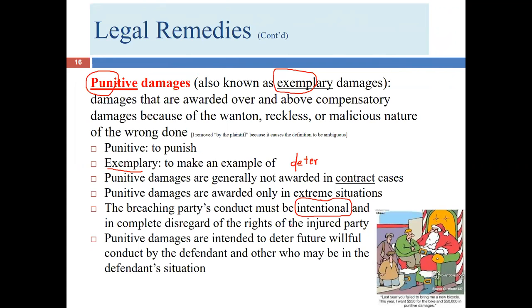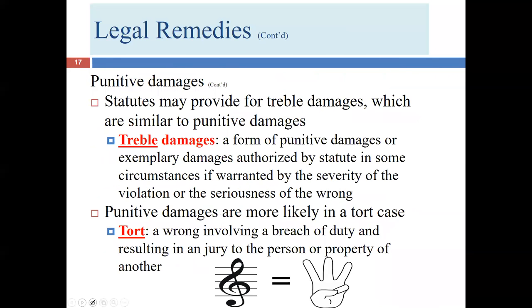So that's punitive damages. Let's talk about a third term for punitive damages, treble damages. When I think treble, usually I think this, the treble clef, but we don't really mean that. We're not being musical here. We mean three, triple damages. So think three, think triplets. Treble is triple, is three, is not this. Okay, so treble damages are a form of punitive damages, and they're authorized by statute. And again, it's three times.